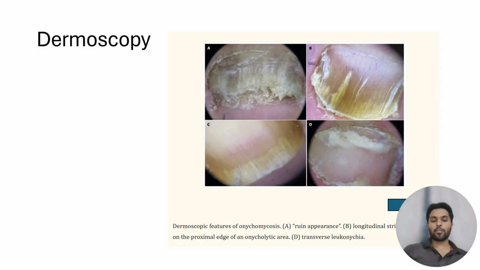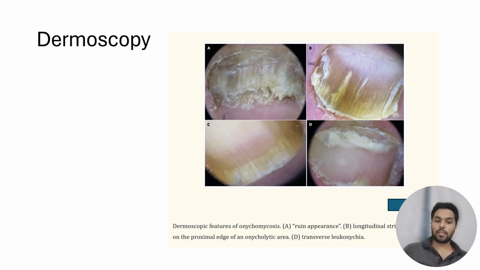And dermoscopy, of course, can be used as an adjuvant to these findings. Of course, it's a non-invasive technique. I have taken these images from a journal, and the first image shows a ruin appearance of the proximal nail plate. It may be due to the subungual hyperkeratosis. Also, in the second image we can see there is longitudinal linear striae.